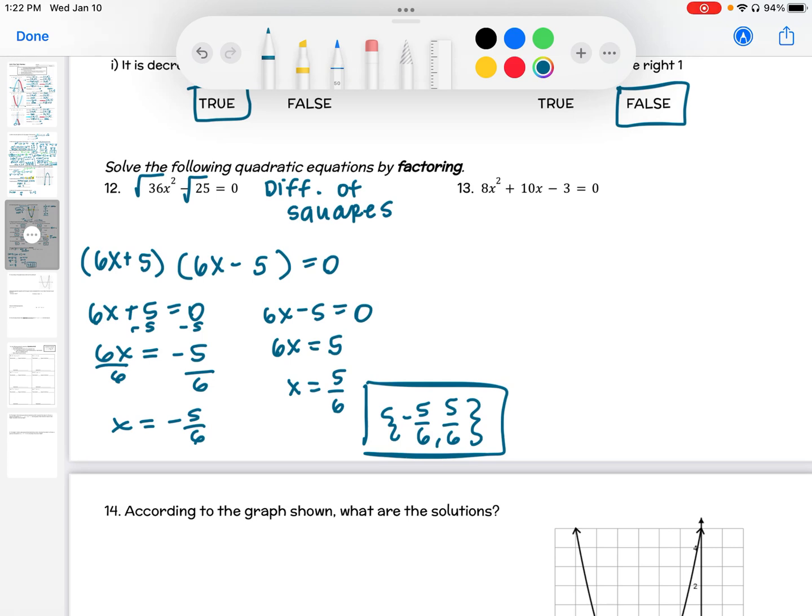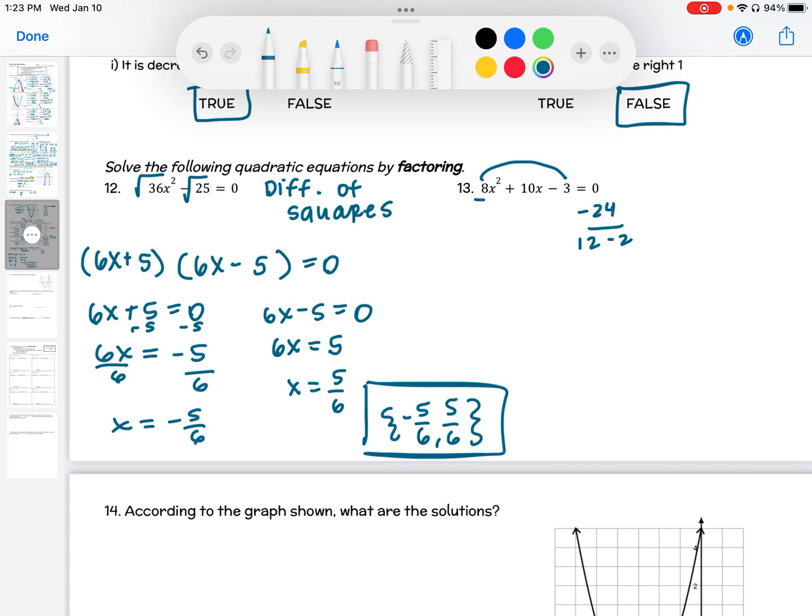All right, for number 13, this one is another one where we're factoring and our first term is not 1. So we're going to go ahead and multiply 8 to negative 3, which would be negative 24. And we need to figure out what's going to multiply to negative 24 and add to 10. So this would be 12 and 2. And because we want that 10 to be positive, we would make the 2 negative.